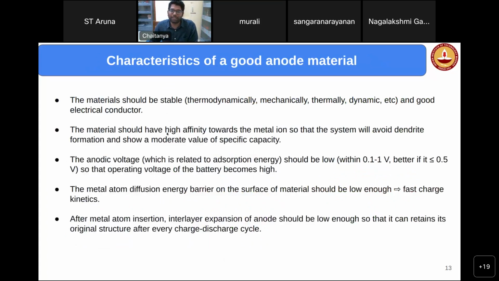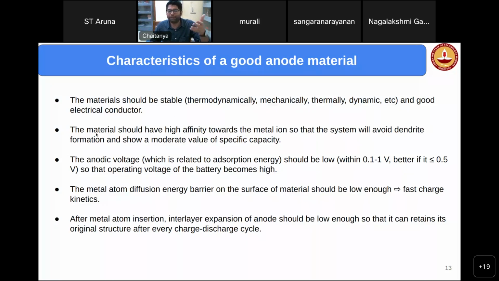The first one is that the material should be stable. When we say stable, it should be thermodynamically stable. It should be mechanically stable. Thermodynamic stability is very important for us. Because we will be repeatedly using these, it should also be mechanically stable, thermally stable, and dynamically stable. Dynamical in the sense that you will be using this lithium or any other particular ion again and again, because you will be charging and discharging and so on. So during this process it should also be very stable, and it should be a good electrical conductor because you are considering it as an electrode material in the first place.